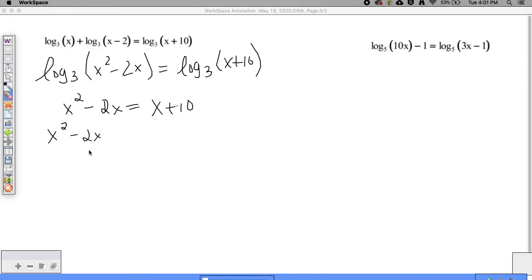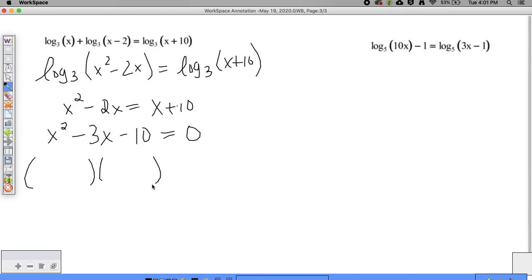So now, if I go back and erase, I'm going to subtract everybody and set it equal to 0, because remember, you got to have that 0 property. So this is, in fact, going to be x squared minus 3x minus 10 is equal to 0. And this is, in fact, factorable, which is nice. It does factor, so it's going to be x minus 5 times x plus 2 is equal to 0. So now we get x equals 5, and we get x equals negative 2.